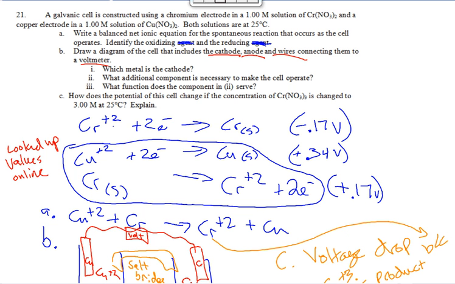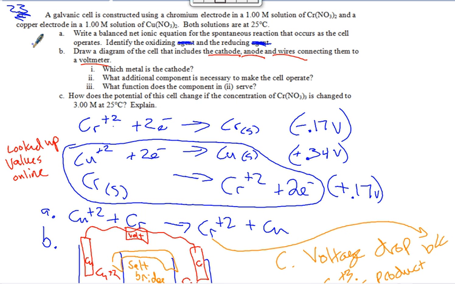Number 21. This should be 23. Don't know why it says 21 on my page on the screen right now. Also known as the last question. A galvanic cell is constructed using a chromium and copper and chromium blah blah blah. Write a balanced net reaction for the spontaneous reaction that occurs as a cell operates.